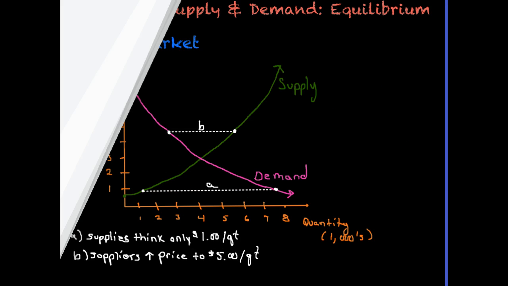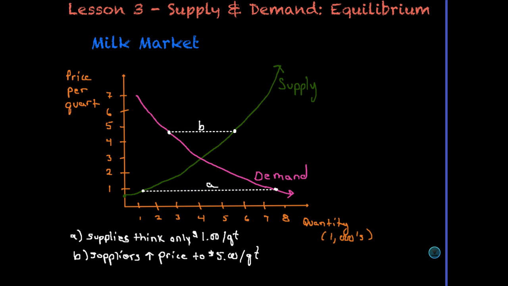Okay, in our first example here, I just want to talk about supply and demand given some situations. So here we're looking at the milk market. On our vertical axis, we're going to put price per quart since, as I stated in the previous video, historically that's where we put it, because we're not really saying that there's a causal relationship between price and quantity. On the horizontal axis, we have quantity in thousands of quarts.